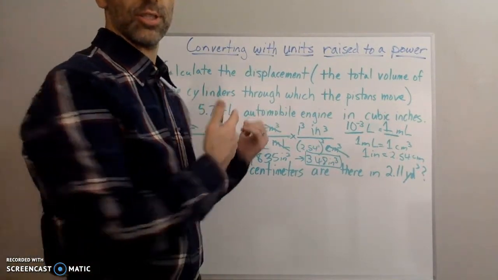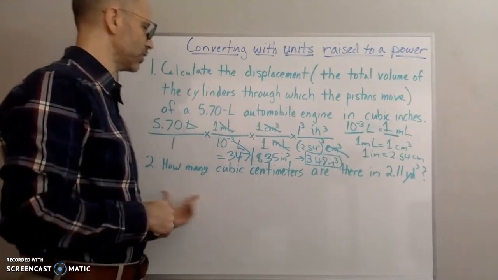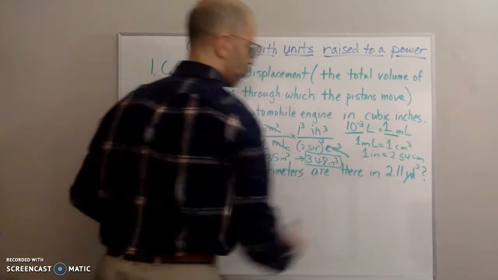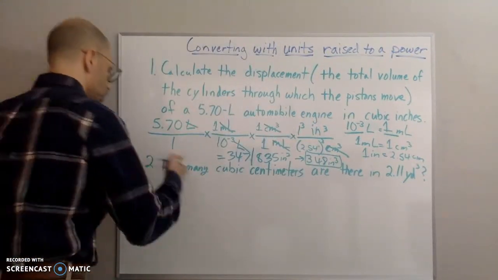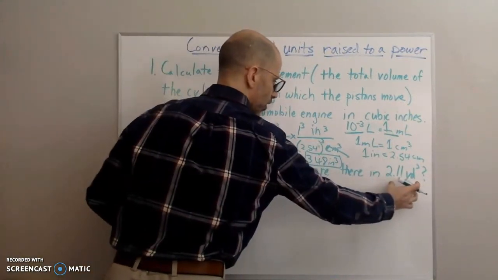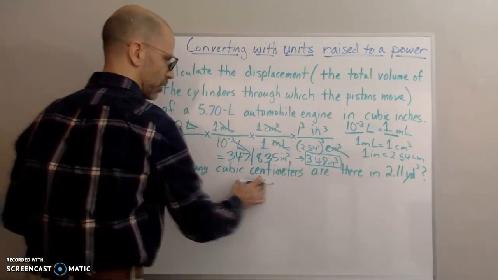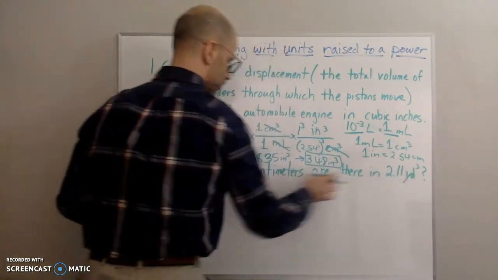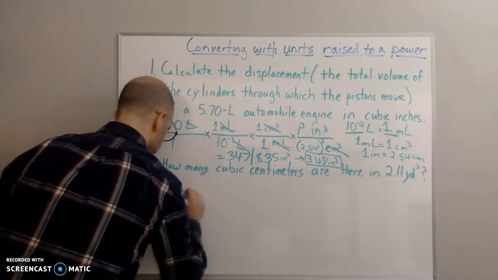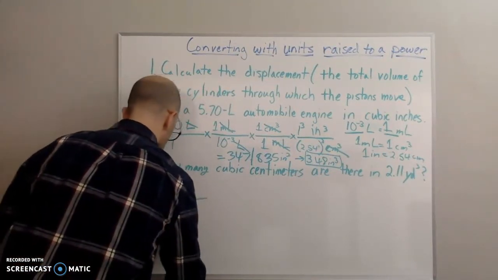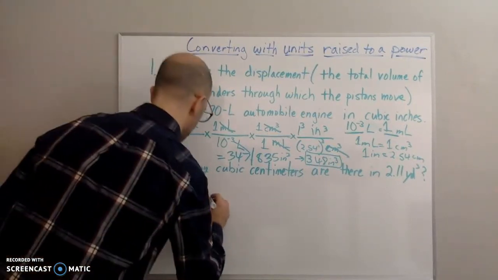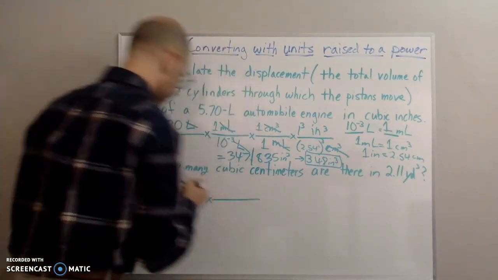So what about the next one? So let's do this one really quickly. How many cubic centimeters are there in 2.11 yards cubed? So again, this is more straightforward. We start here and they want cubic centimeters. So this is what they gave us. This is what we want. So we start with 2.11 yards cubed over 1. Again, no units. And so now we start our converting.